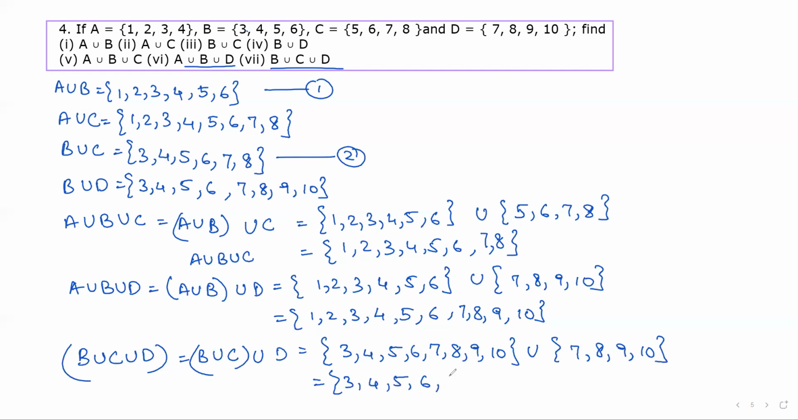What did I do? Oh, right. It's 3, 4, 5, 6, 7, 8. So I shouldn't have mentioned 9 and 10. United with D: 7, 8, 9, 10. So writing the first elements as they are, 7, 8 I already mentioned, and include 9, 10. Those are your answers. Next.